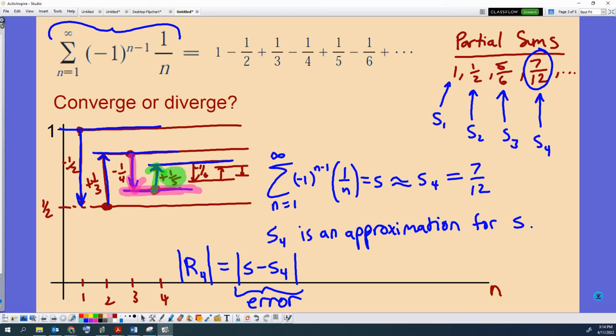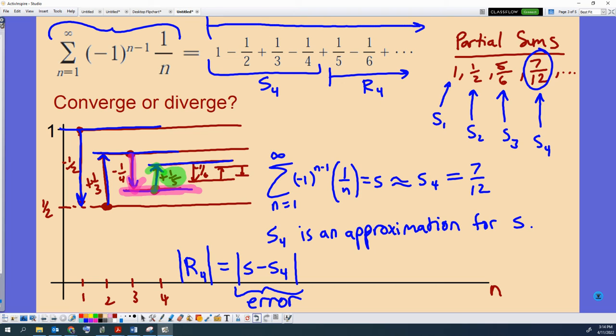And the idea is that R4 represents the remainder. What's left of the series when we stop, right? So if we took the fourth partial sum, we took those 4 terms, then R4 is everything else combined. It's the rest of the infinitely many terms added together, right? That's the error. That's how far off we are from the exact value. This is S4. The rest here is R4. And again, the whole thing, of course, is S.